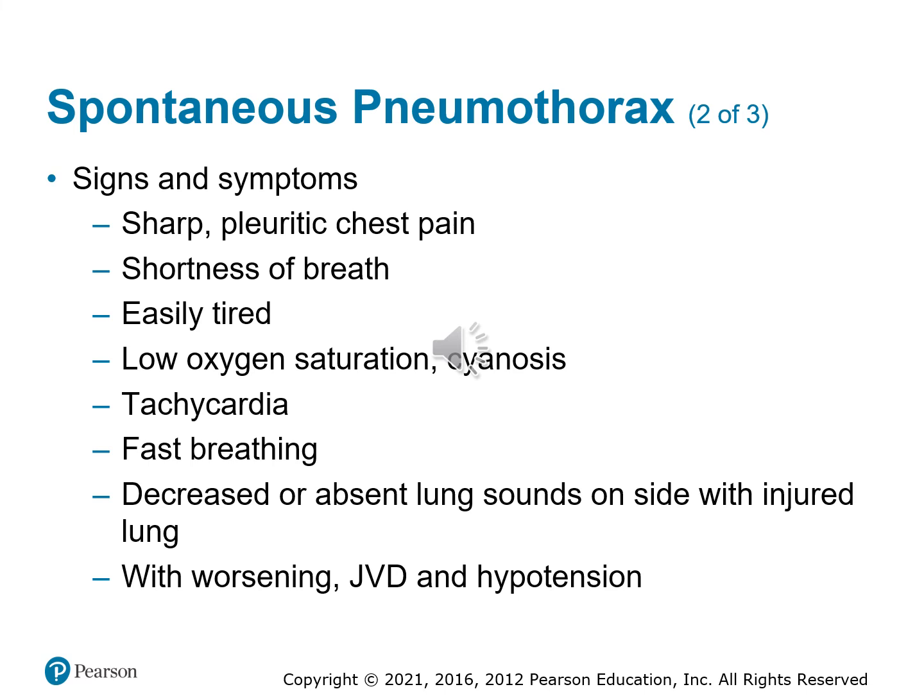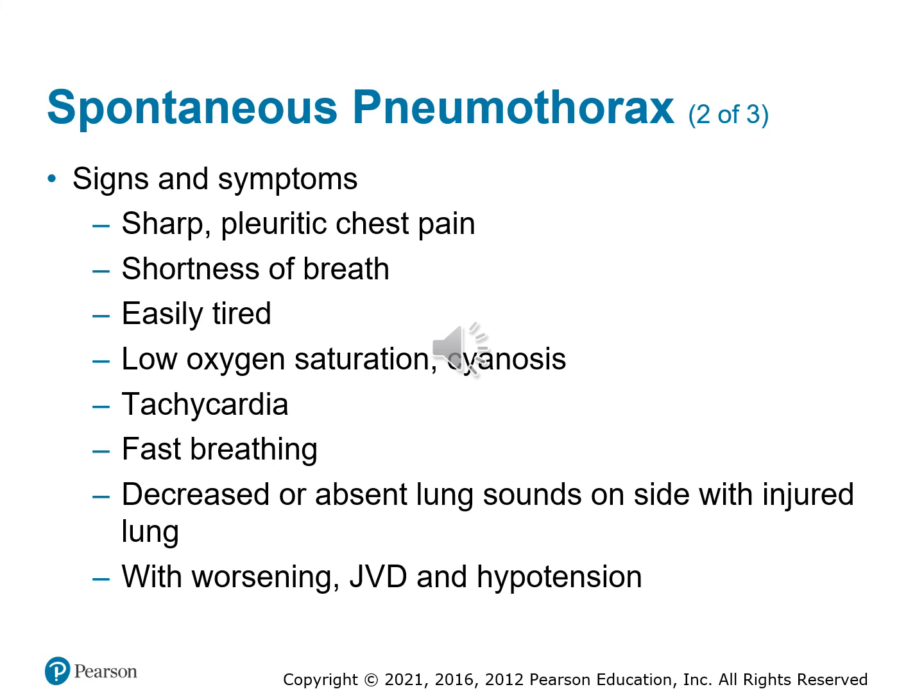When we auscultate lung sounds, we may hear decreased or absent lung sounds on one side. Again, remember, we listen to the right and then the left and then the lower left and then the lower right. So we're comparing the right and left uppers and we're comparing the right and left lowers. So listen for that decreased sound to be on one side or the other. The patient may also have signs of hypotension as this continues, or JVD, which is jugular vein distension.